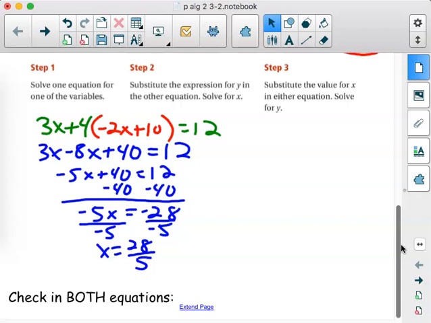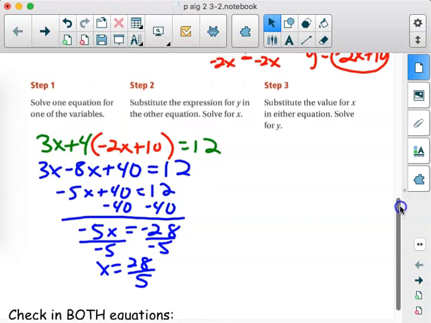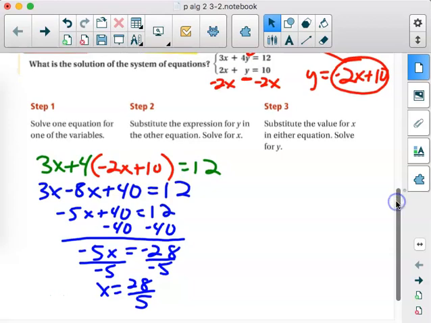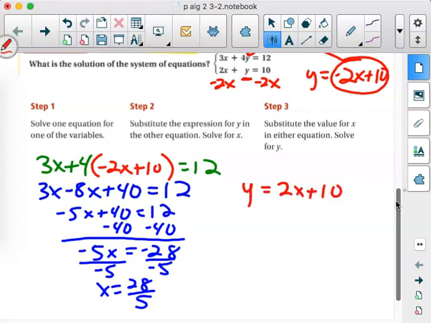So I look around and I'm thinking, boy, I'd like to put that in the easiest, fastest place possible. And I could go back into one of the original two if I wanted to. But look at this one. This one is literally solved for y. Well, I'm going to use that one. We said y equals negative 2x plus 10. And I forgot the negative. I thought I wrote it. Maybe the smartboard didn't like it. And I know x is 28/5.